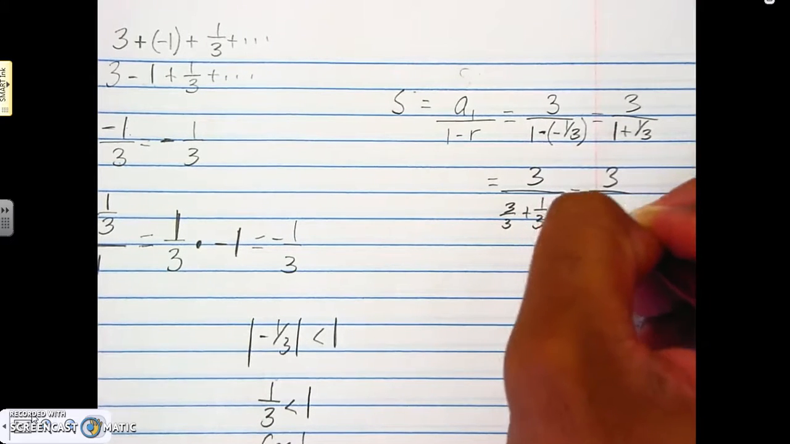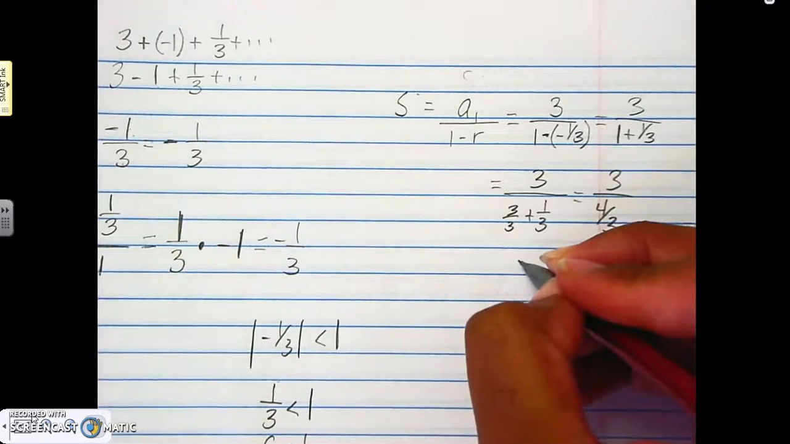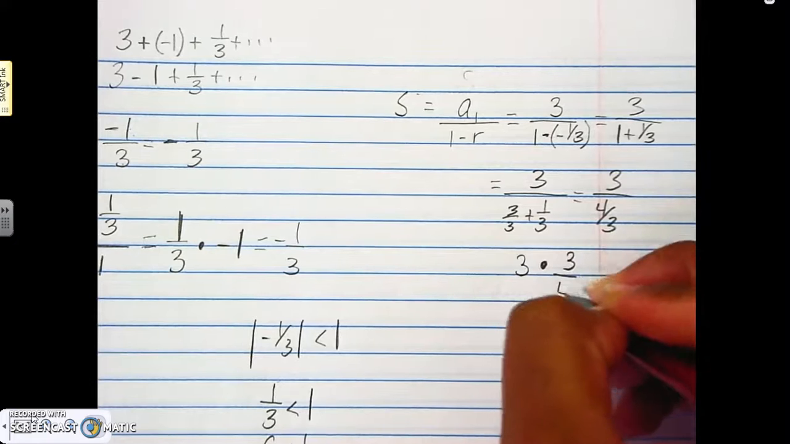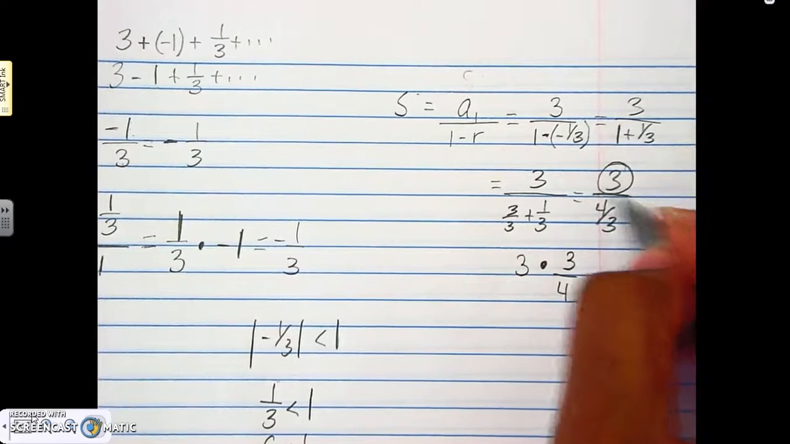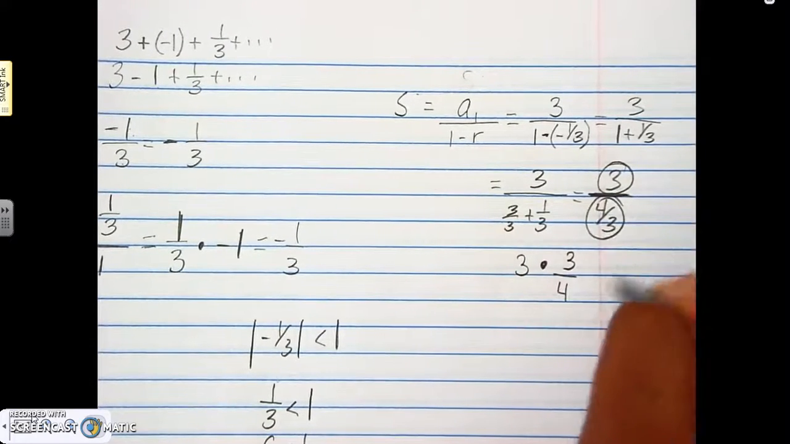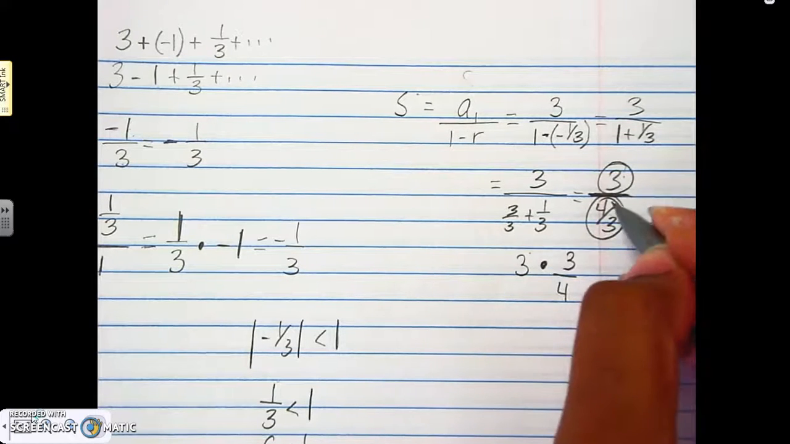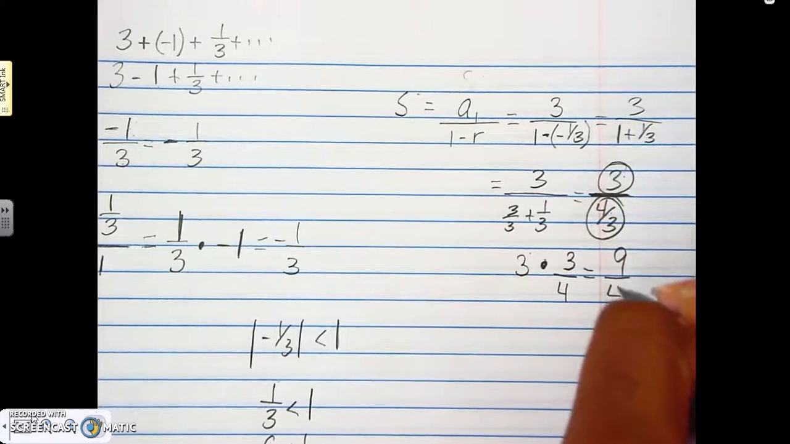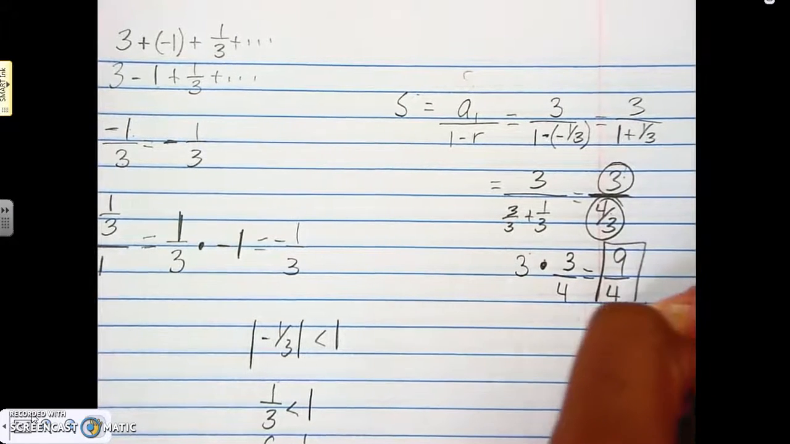So we get 3 over 4/3. We keep, change, flip. So we kept the numerator, changed to multiplication, and we flipped this one. So keep, change, flip, and we get 9/4. And that's our final answer.